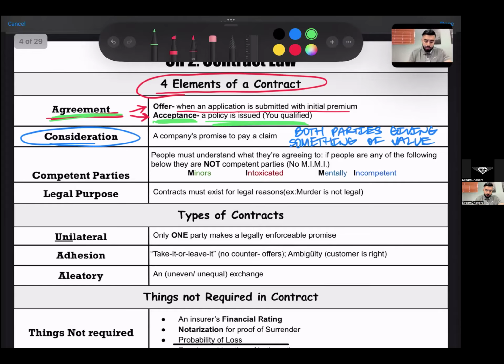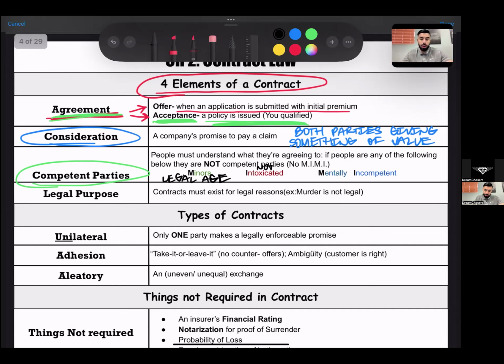Next, the third element is competent parties. In order for a contract to be set forth, there have to be competent parties involved as well. Here you see they cannot be minors, they cannot be intoxicated, and they cannot be mentally incompetent. Another way of putting this that you might see on the test is they must be of legal age, not under the influence of alcohol or drugs, so not intoxicated, and they must be mentally competent to understand the contract. What it says here, but just the opposite.